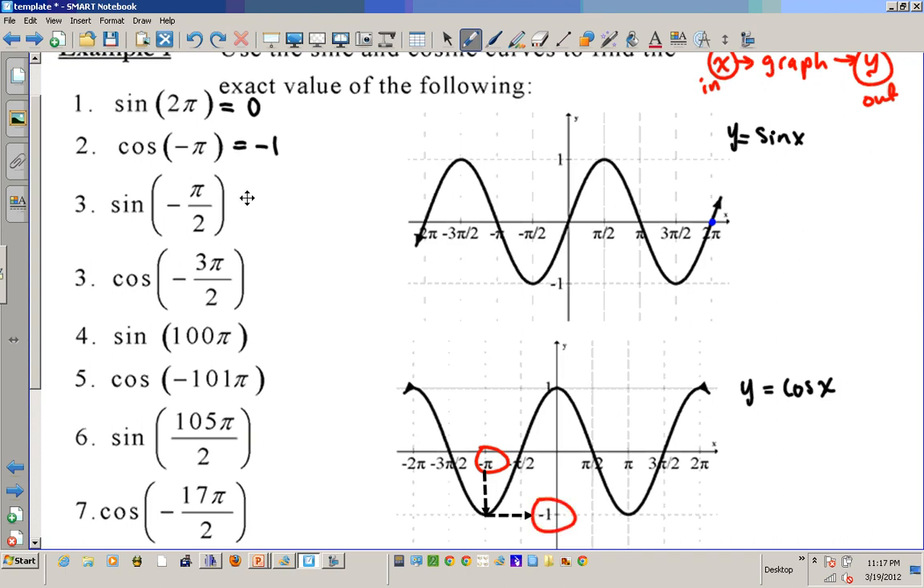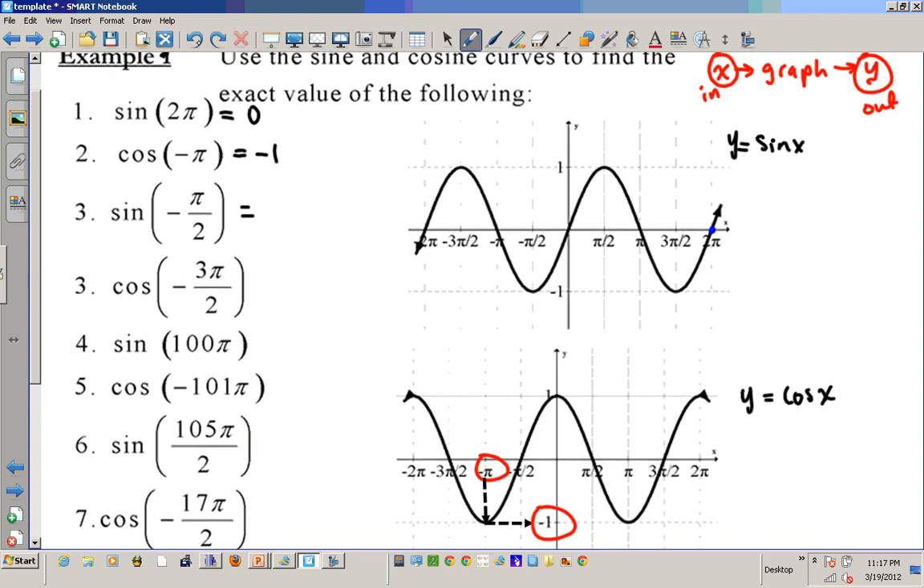Alright, let's try the next one. Sine of negative pi over 2. This is negative 1. Sine of negative pi over 2, we'll start from negative pi over 2, and use the upper curve, that's just the sine. From there, we're going to trace down to the graph, because the graph is down here, and then out to the y. Answer is going to be negative 1.